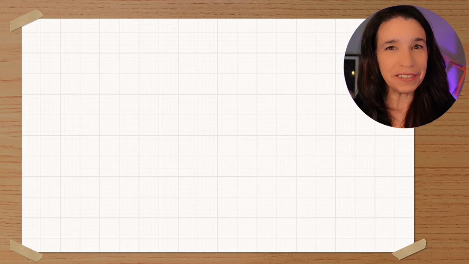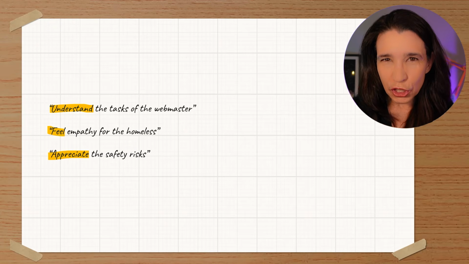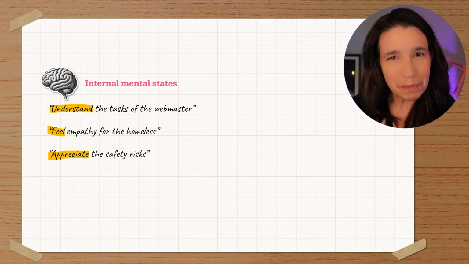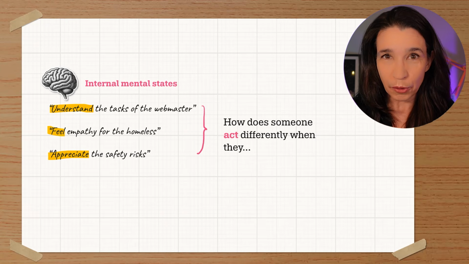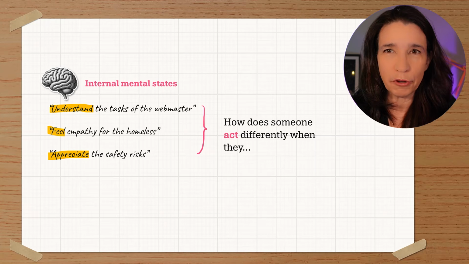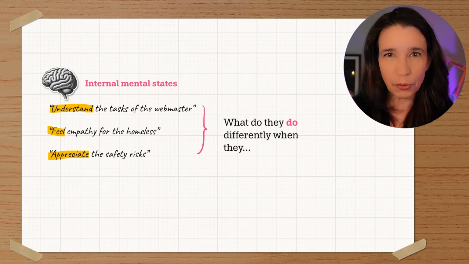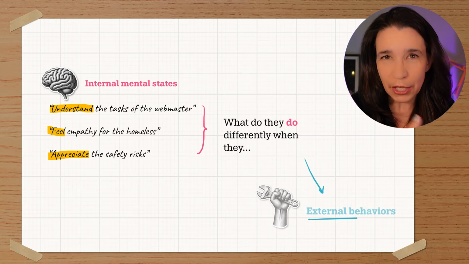First, because clients often give us learning objectives like these: understand, feel, appreciate. But you can usually find a way to take these mental states and make them observable by asking things like, how does someone behave differently when they feel empathy versus when they don't? What do they do differently when they appreciate the risks? Now you've turned it into something that you can see.